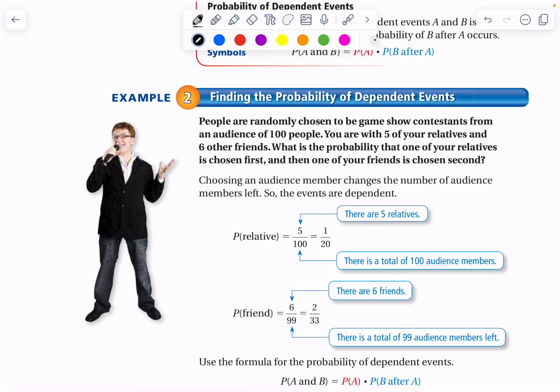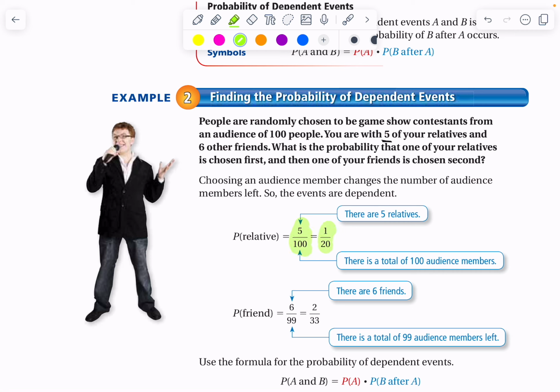So here, if people are randomly chosen to be game show contestants from an audience of 100 people, you are there with 5 of your relatives and 6 of their friends, what's the probability that one of your relatives is chosen first and then one of your friends is chosen second? If we look at the probability that one of your relatives is chosen first, you have 5 relatives with you out of the 100, so that's where we get the probability of 5/100ths or 1/20th.